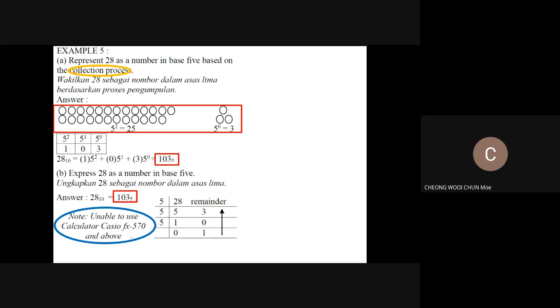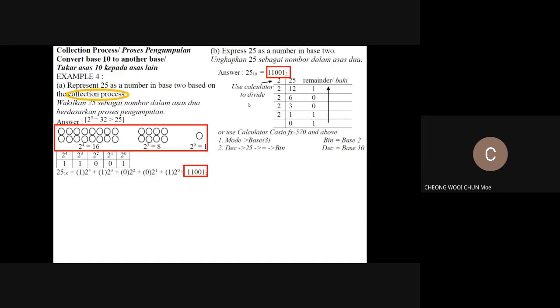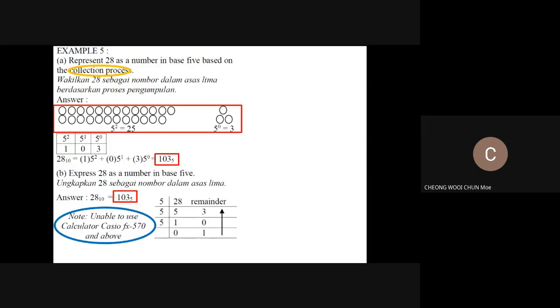So base 5 usually cannot check the answer. Okay. Can you use the calculator to check the answer? Just now can. This one actually can use the calculator to check the answer. Okay, because from base 10, DEC, you press, you change to BIN, you get the answer in base 2. But later on I'll show you, not now, during today's lesson.